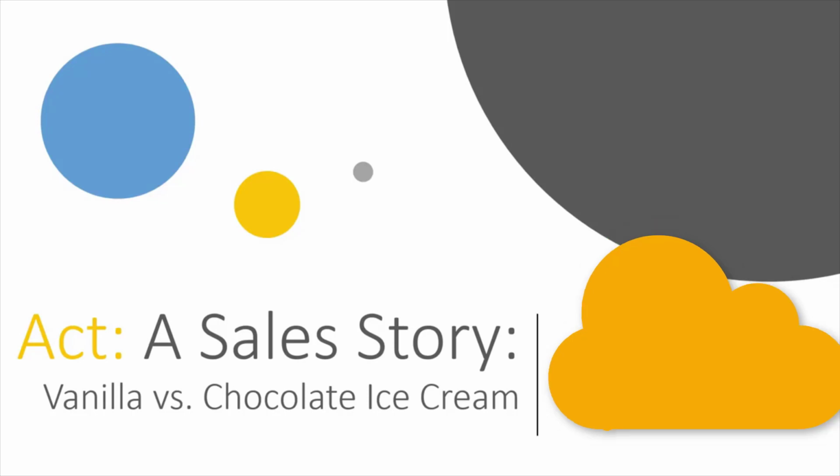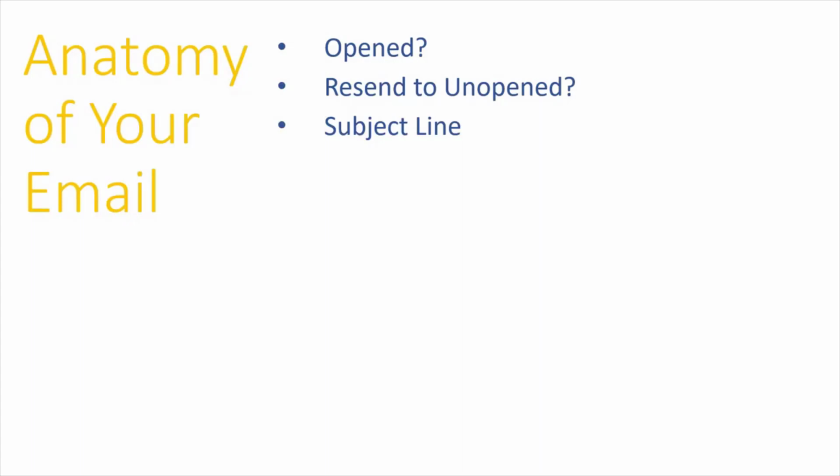So let's talk about the anatomy of the email you would send out. When you first send it out, let's say you send it out to 1,000 people. You want to know, obviously, who opened it. You want to know, okay, wait a minute, if they didn't open it, can you resend it to the people that have not opened it? Also, you can change that second email that goes out. So maybe you change the subject line. You can test subject lines to see which one is more effective. So you can have a second email go out if the first one isn't opened.